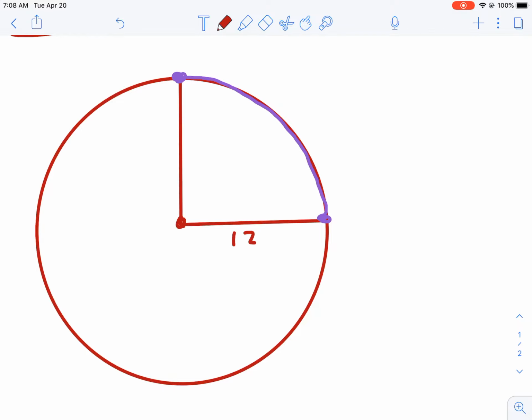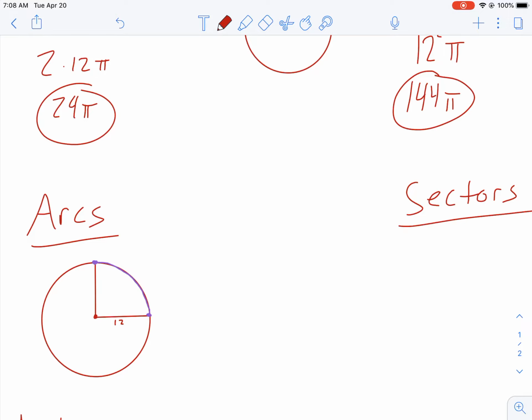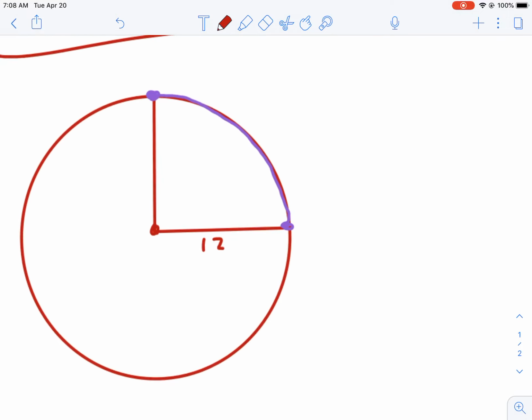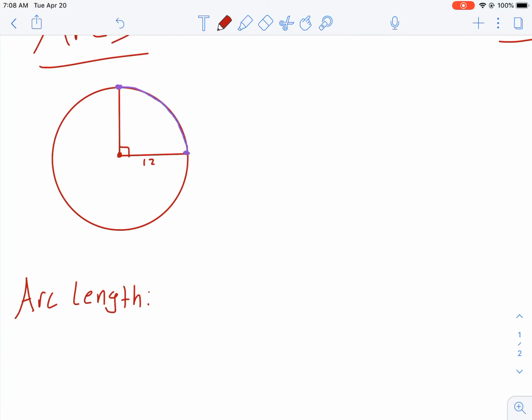I'm going to go back to this being 12. We already knew that our whole circumference was 24 pi. If this is a right angle, this is a quarter of the circle. So we know this arc length is a quarter of the circumference. So if we took the total circumference, 24 pi, and knew it was a quarter of that, 24 divided by 4 would be 6. So the length of that specific arc would be 6 pi.